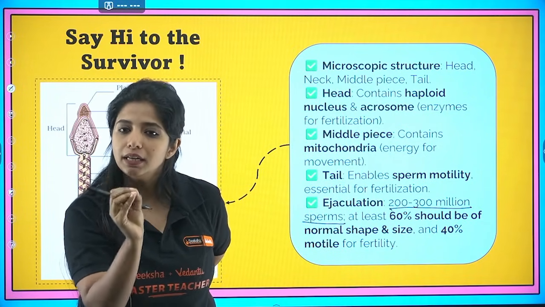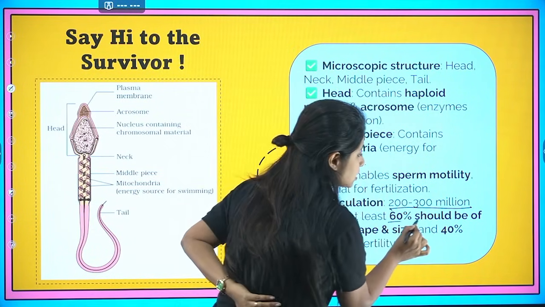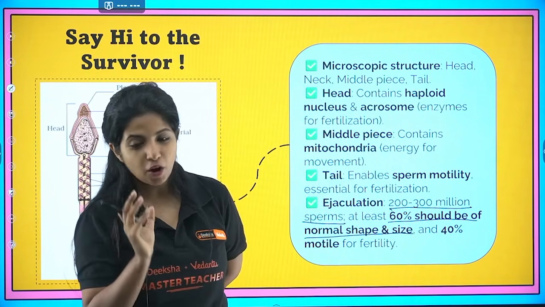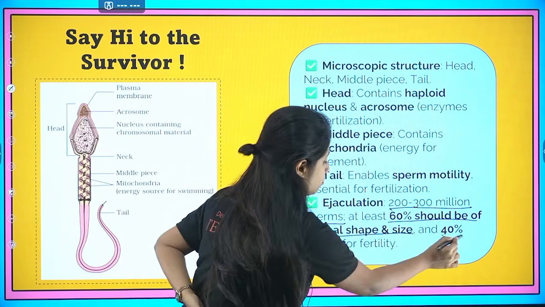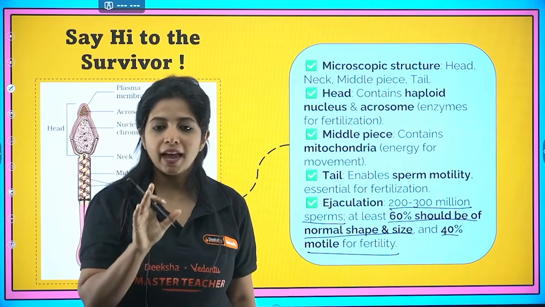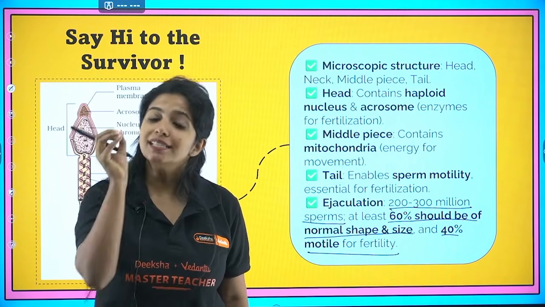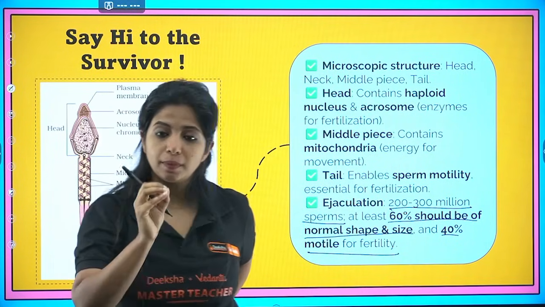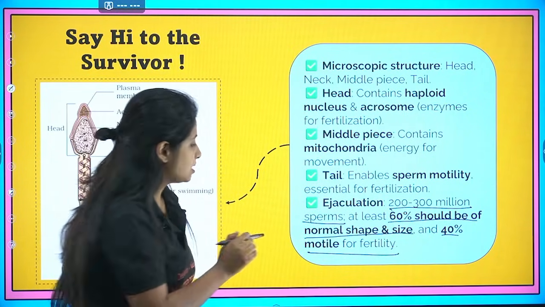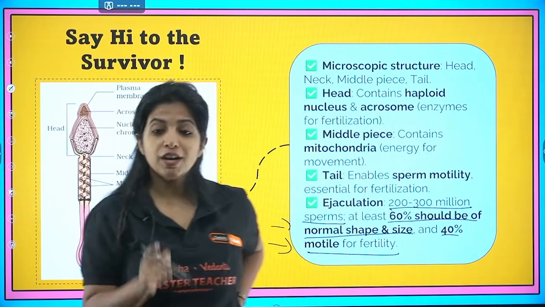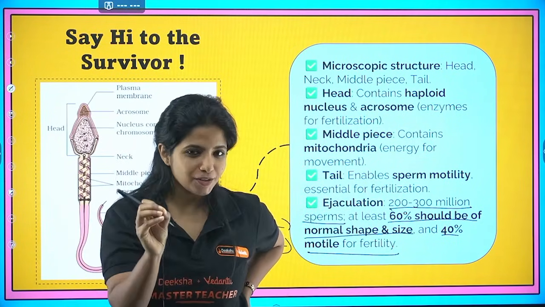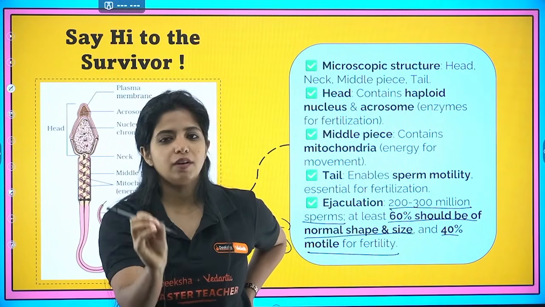200 to 300 million sperms are there, and out of that at least 60% should be of normal shape and size, and out of that at least 40% of them should be motile for fertility. This can be asked. No, 60% of them should be normal shape and size, and at least 40% should be motile for fertility to happen. These terms are important. So how many sperms? 200 to 300 million sperms per ejaculation, and out of that 60% should be normal shape and size and 40% should be motile for fertility to happen.